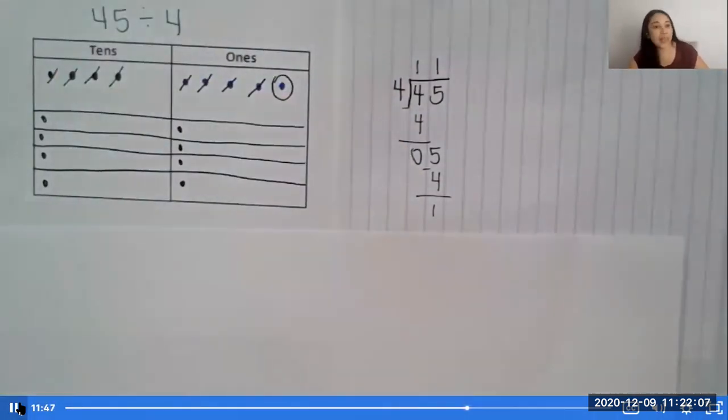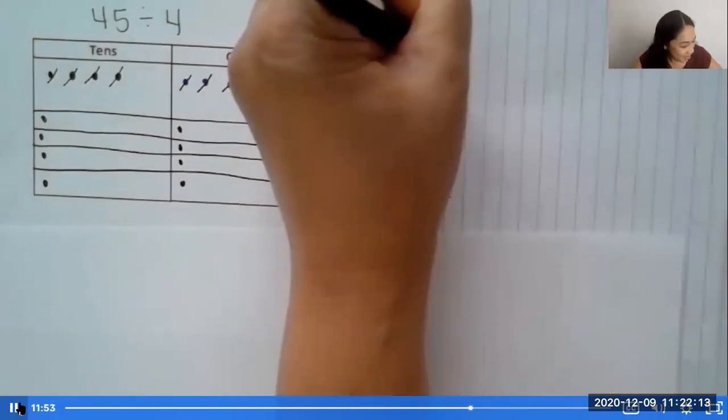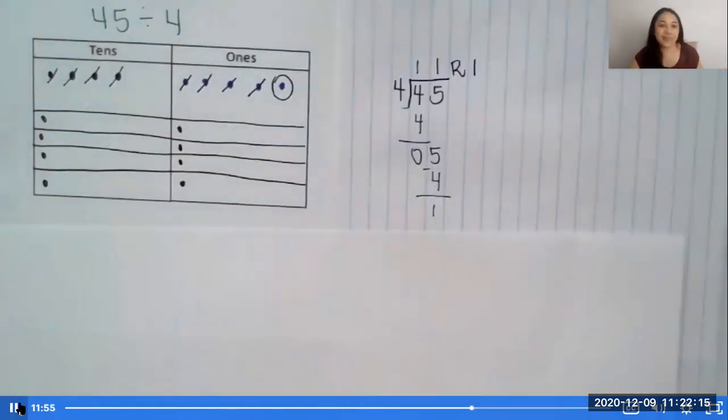How do we record the remainder here? Let's record it now. So what is 45 divided by 4? 11 with a remainder of 1.